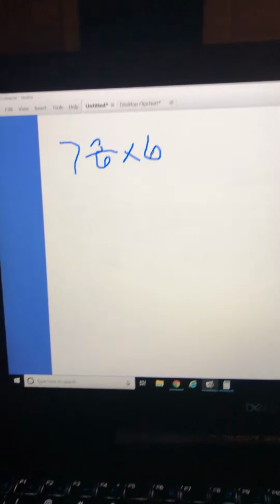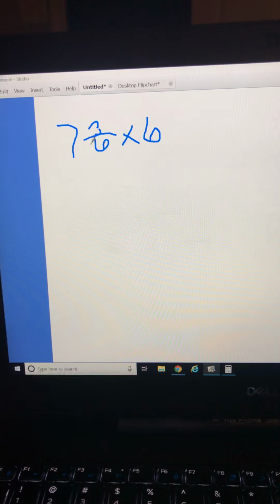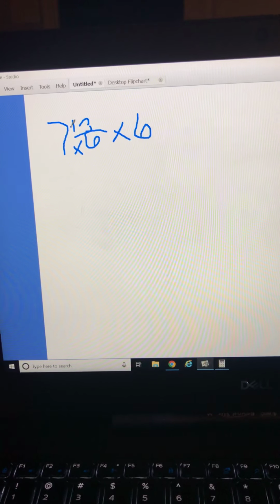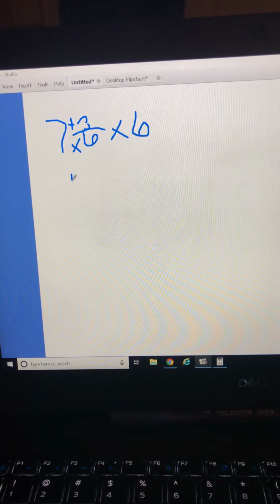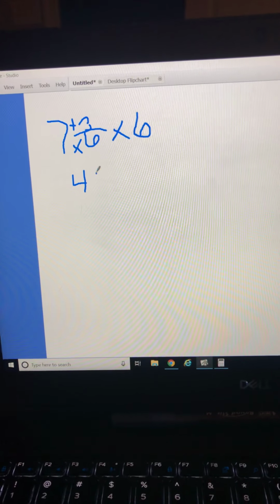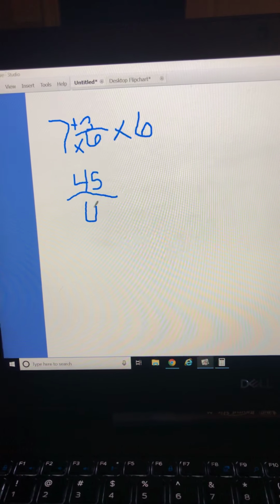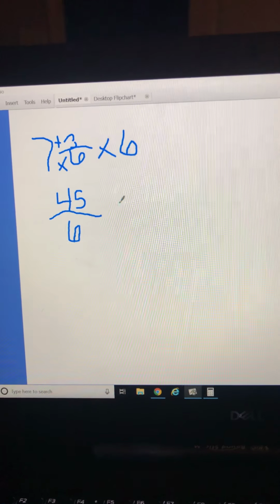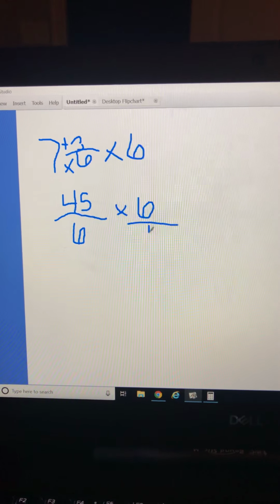Okay. I can't start multiplying because I have a mixed number, so I'm going to turn it into an improper fraction. So I'm going to multiply and then add. 7 times 6 is 42, plus 3 is 45. So I have 45 out of 6. As you're working these, you're doing them in your math journal, remember, and you show all of your work. Times 6. How do I turn that 6 into a fraction? Put a 1.